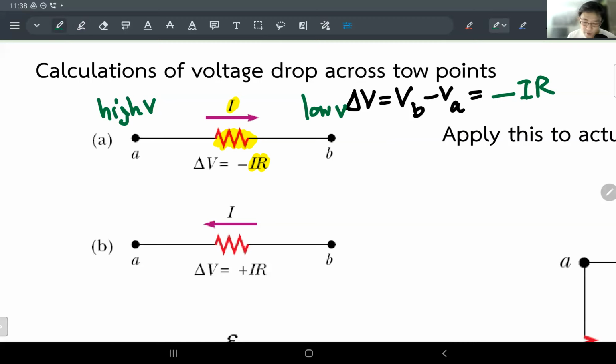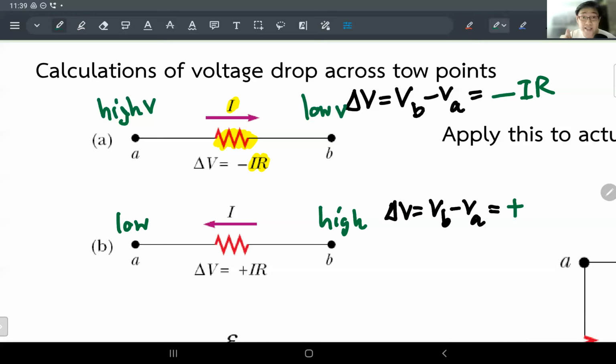You have another scenario that might happen if the current is flowing backward. If it's flowing this way, it means it's going to be high on the right and low on the left. So the potential difference going from A to B is going to be VB minus VA. Now it's going to be positive because you're going against the current.